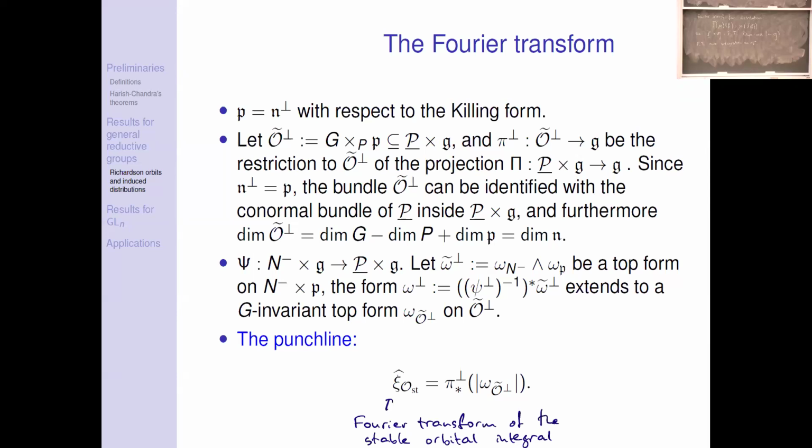As a distribution, it's just an integral over the whole stable orbit, integrating your test function over a whole stable orbit. Because for the moment, this is all happening over the algebraic closure. Okay.